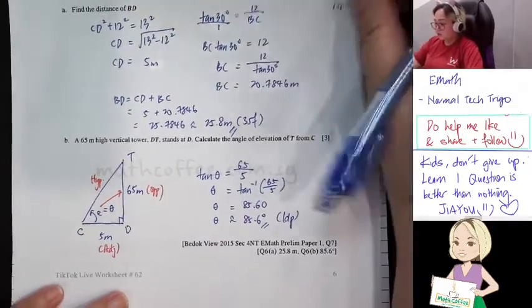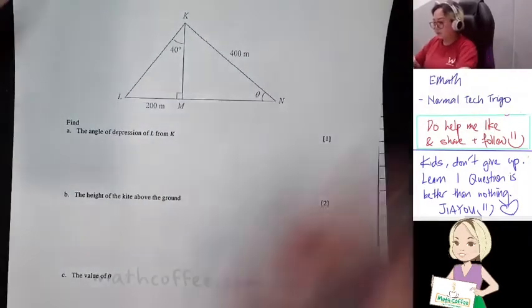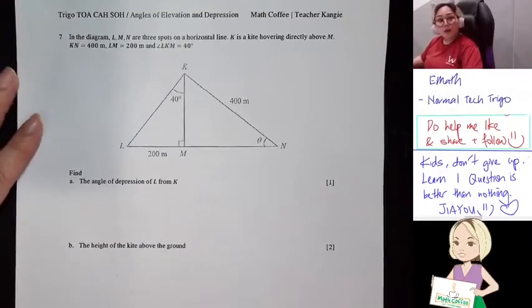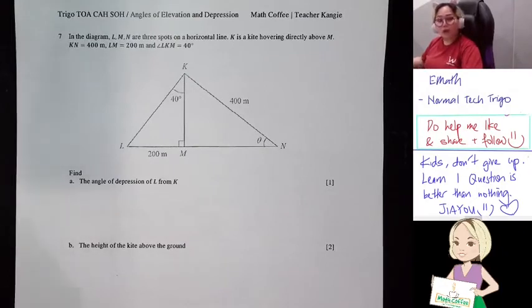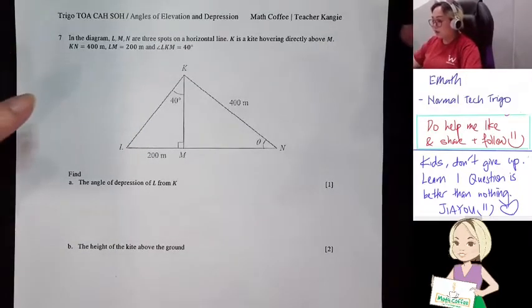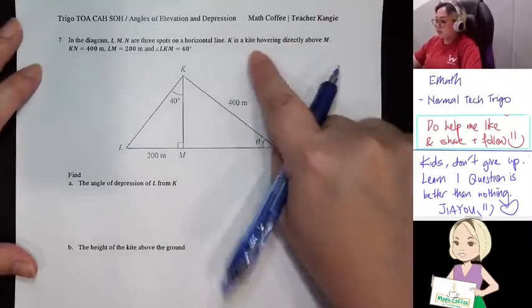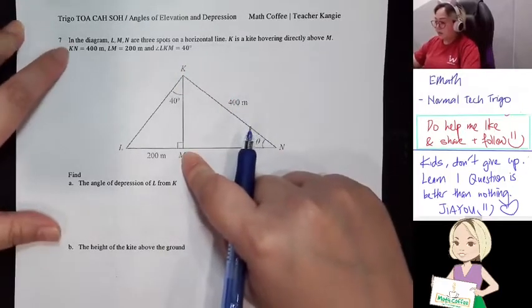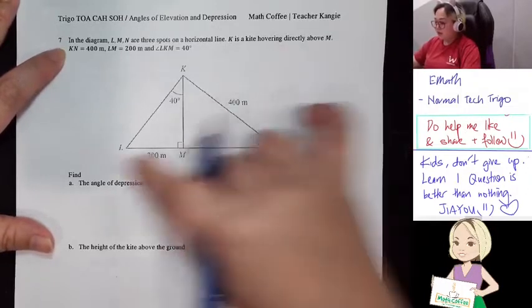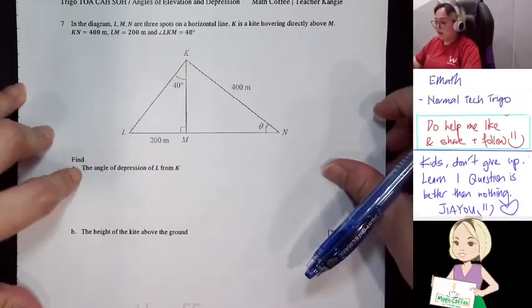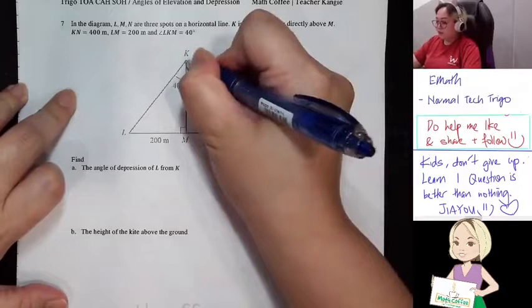Okay, so let's go to the last question, question number 7. I hope by the end of this question 7, you are already experts on TOA CAH SOH. In the diagram, L, M, N are 3 spots on a horizontal line. K is a kite hovering directly above M. So this K is a kite. This is M. KN is 400. LM is 240. So they ask to find the angle of depression of L from K. So it's from K looking down at L.